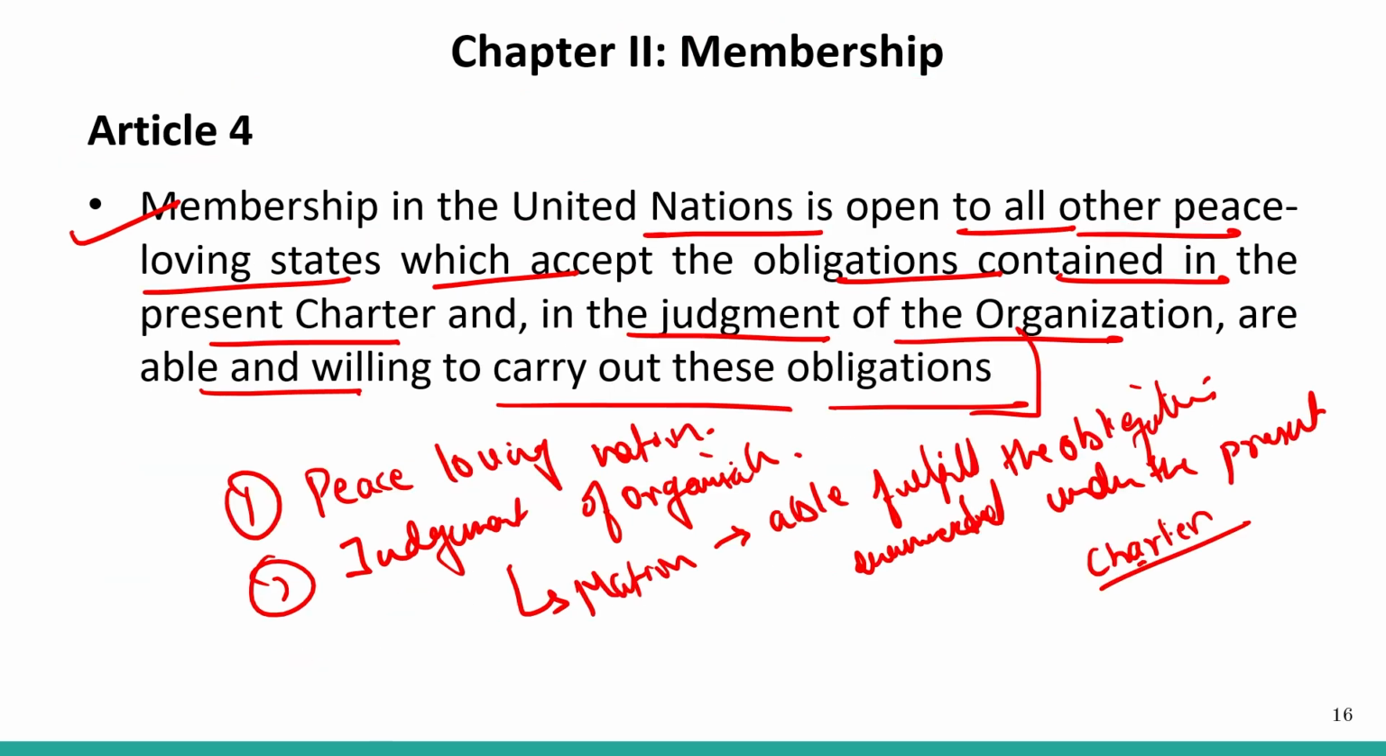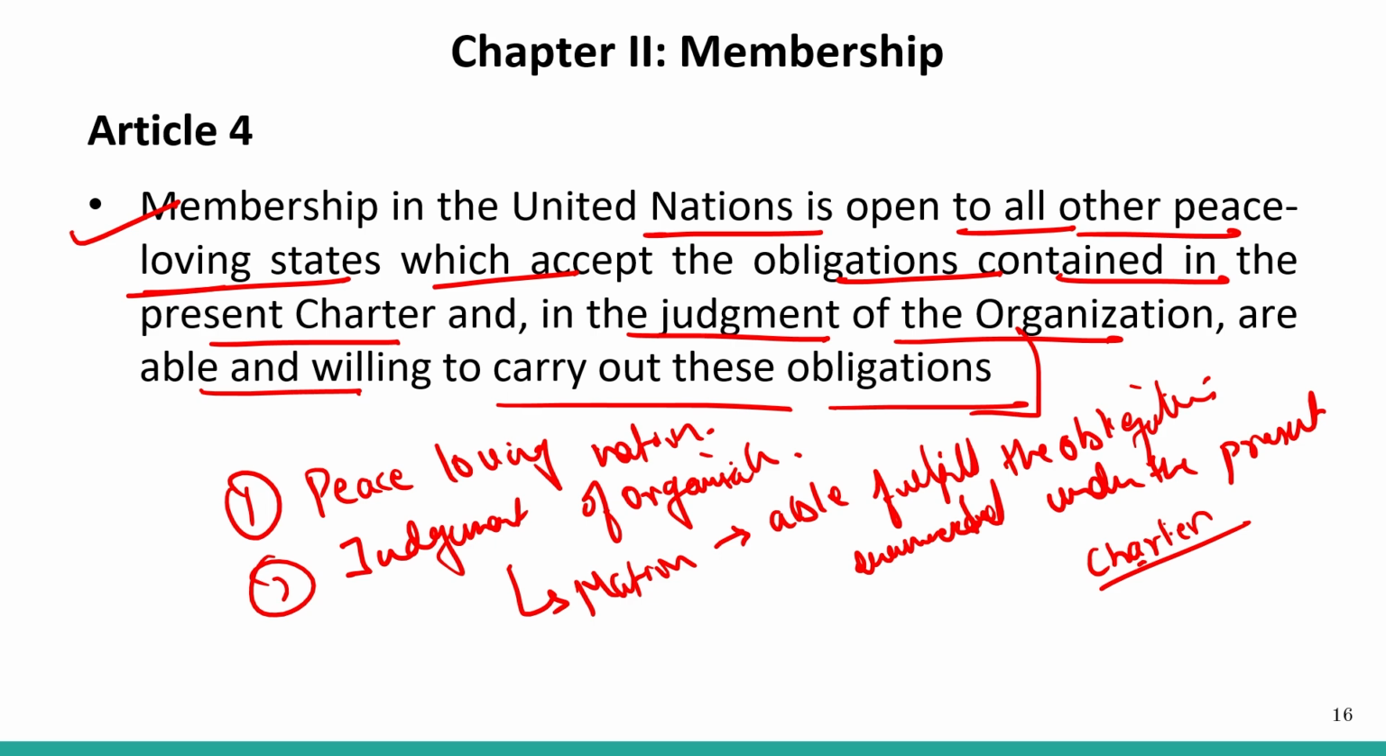This is the first requisite. Then the second requisite: under the United Nations Charter, the United Nations will be open to all peace-loving nations. Another requisite is that whoever is willing to join the United Nations should be a peace-loving state, and they should be able to fulfill the obligations that have been enumerated under the present charter.